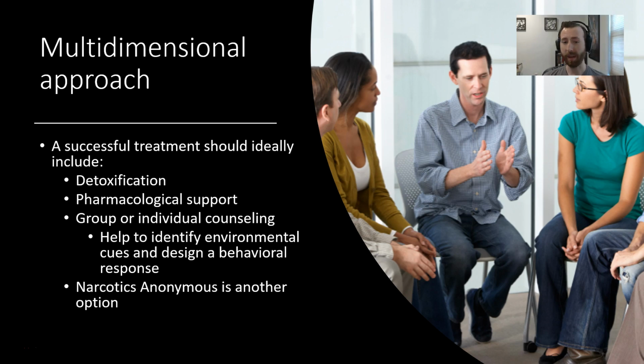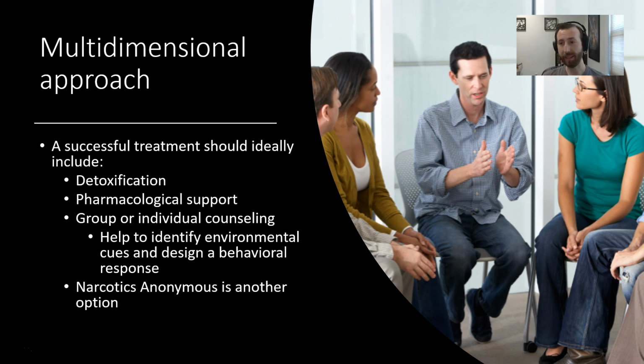Narcotics Anonymous is another option that uses some of these elements. But the unfortunate state of things is our medical system to treat people who are trying to recover from an opiate use disorder is severely underfunded, and most people just end up on a maintenance therapy program indefinitely. Without proper support and reintegration into society, it's hard to do that.